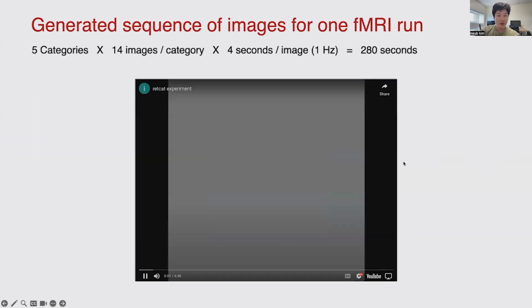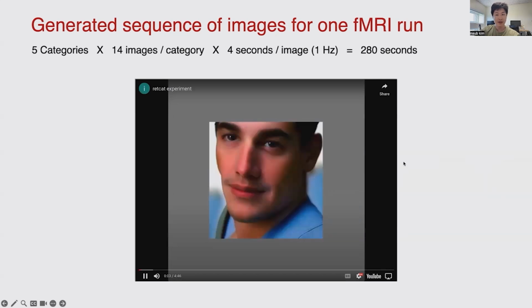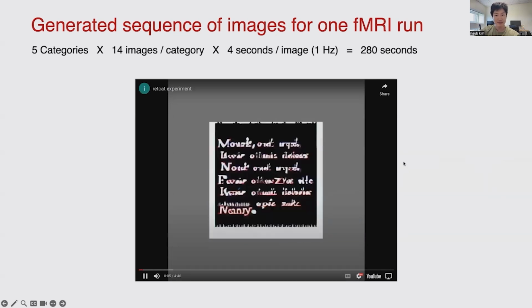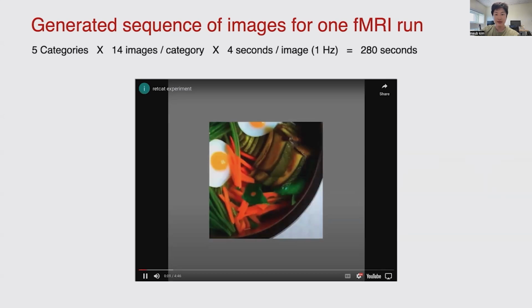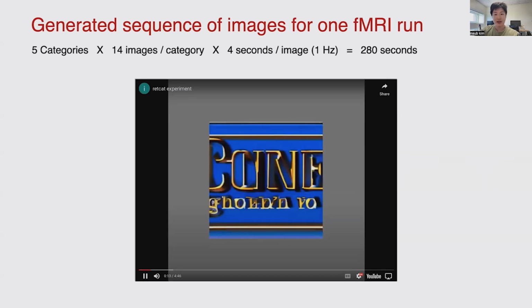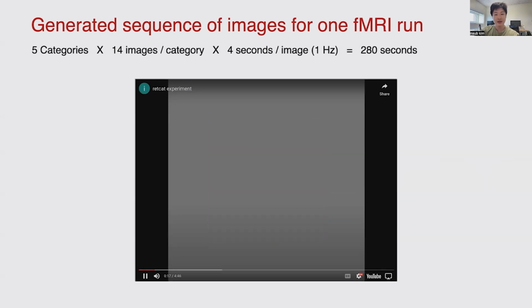Here, I'm showing one example run of the fMRI experiment, which has a sequence of 70 images containing 5 categories with 14 unique images per category, and each image was presented at a rate of 1 Hz over a 4-second trial.